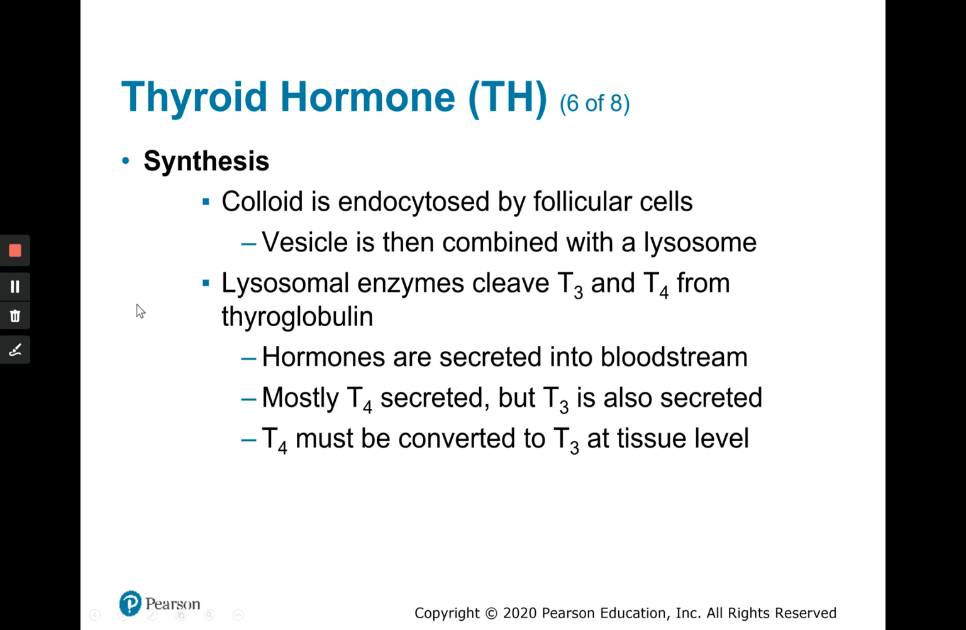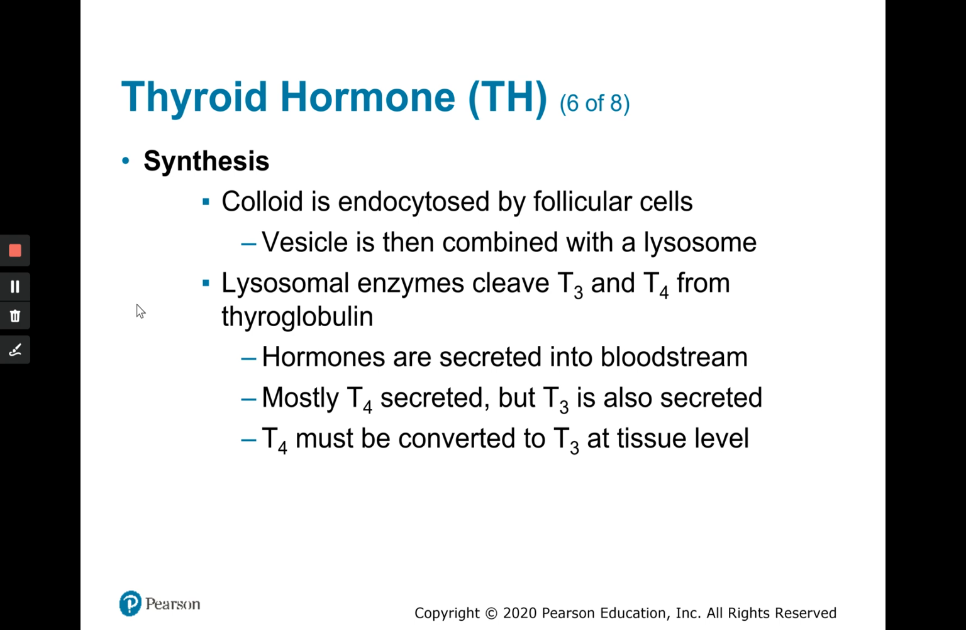So once we form T4 and T3, we're going to endocytose a piece of that colloid, meaning the follicular cells are going to form a vesicle around some of this colloid and take the fluid into itself. But then we have to combine what's in the colloid that's not T3 and T4 with a lysosome so that the lysosome can break down everything that's not T3 and T4, and therefore we'll have just the hormones T3 and T4 secreted into the bloodstream.